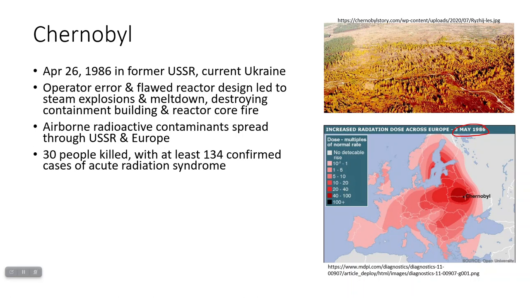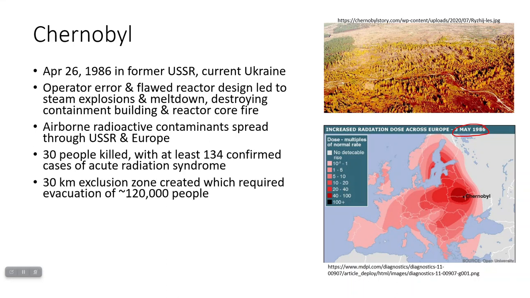Now, on site, 30 people were killed, and about 134 were confirmed within 4 or 5 years to have acute radiation syndrome, which is associated with increased risk of cancer and other things. About 120,000 people were evacuated from the immediate area, a 30-kilometer wide exclusion zone, and people are still not allowed to live in the immediate area today.